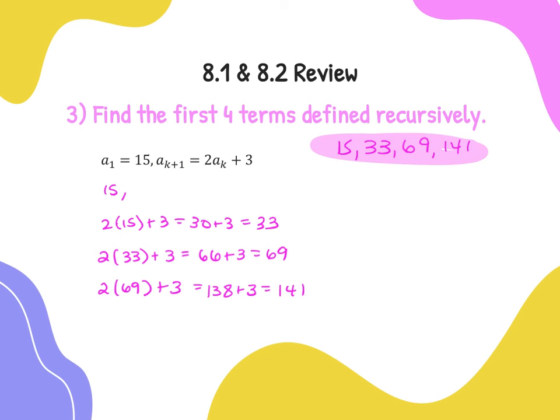The first 4 terms defined recursively. Remember, this builds on the one that comes before it. So they have to give you the first one, and that first one is part of your answer. So 15 is my first one. Then I take 2 times 15 plus 3, which is 33. Take 33, multiply it times 2, and add 3, you get 69. Then take 69, multiply it times 2, and add 3, and you get 141.